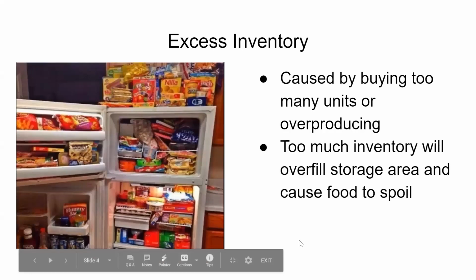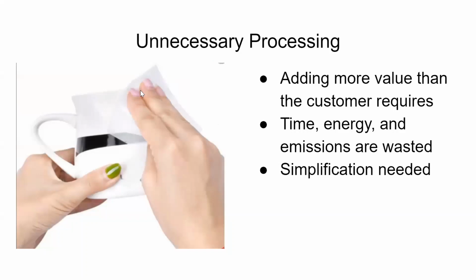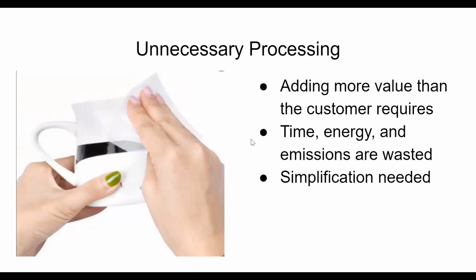The third MUDA is unnecessary processing. Unnecessary processing is adding more value than the customer requires. It takes time and energy, and emissions can be produced. Simplification of the process is needed. For example, cleaning a cup in the dishwasher and then using an alcohol wipe to sanitize it when it's done is an example of unnecessary processing.